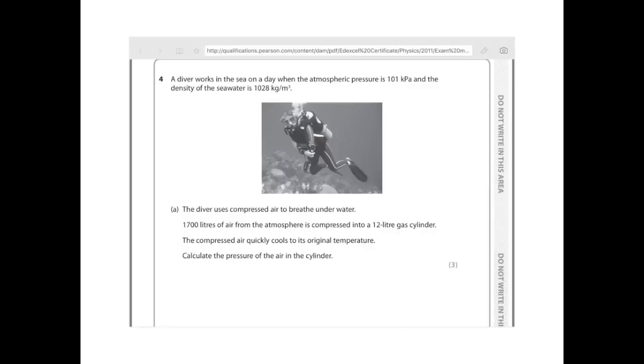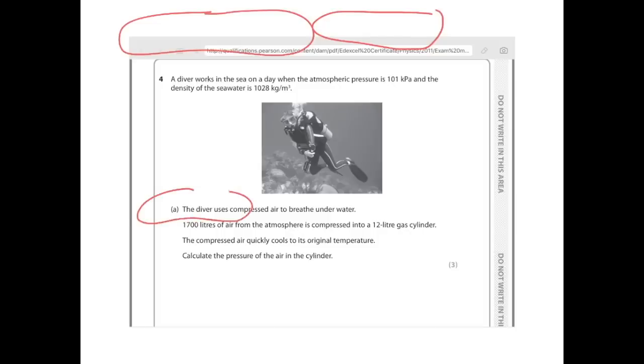The only reason these questions are hard is because you need to actually pull out the information in the question, but once you've done that, it's straightforward enough. So what numbers have we been given? We've been given atmospheric pressure of 101 kPa, density, which is here, but I don't think we need to use that quite yet. We've been told that 1,700 litres of air is compressed into a 12-litre gas cylinder. So straight away we've got 2 volumes, a pressure, and another pressure.